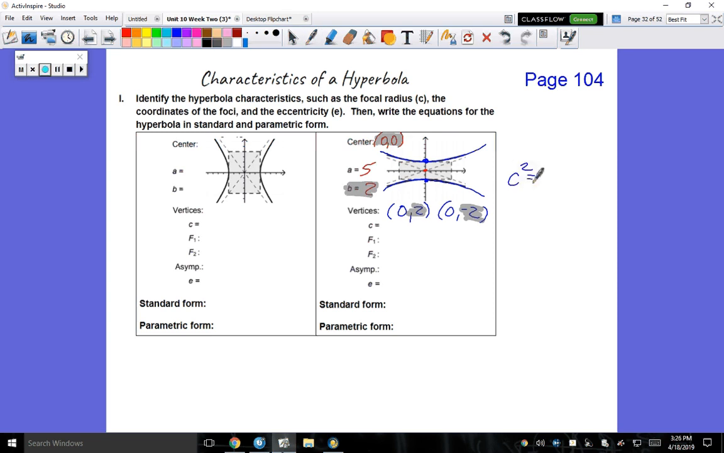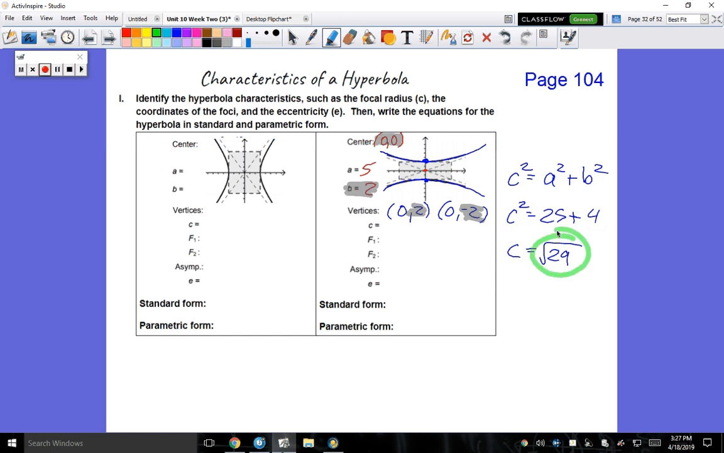C squared equals A squared plus B squared. Yeah? So A is 5, so that's 25. B is 2, so that's 4. So C is going to be the square root of 29, which is a little bit over 5, if you will. Okay?